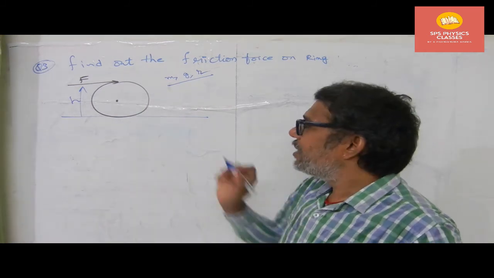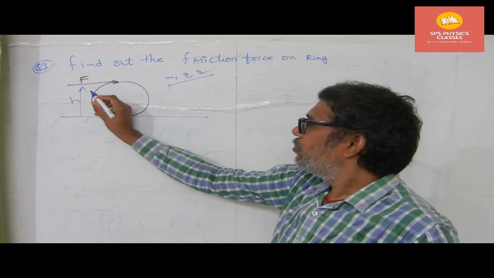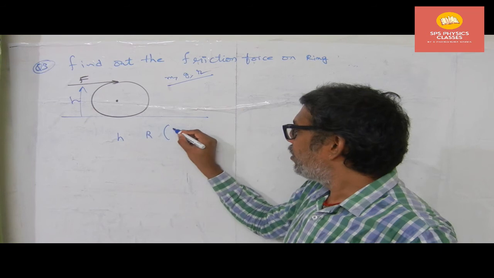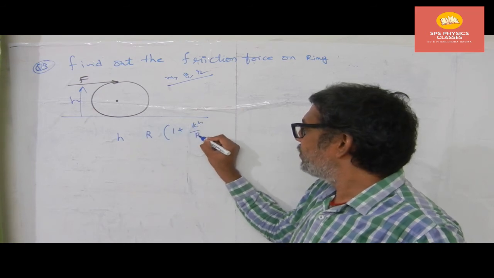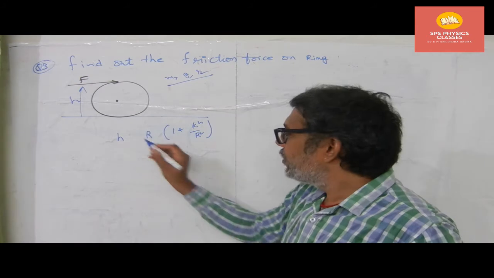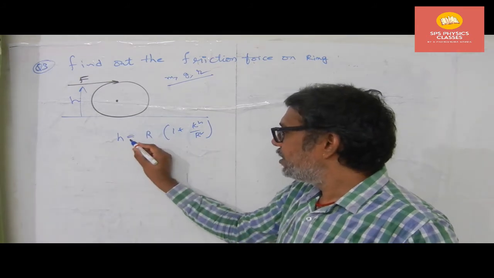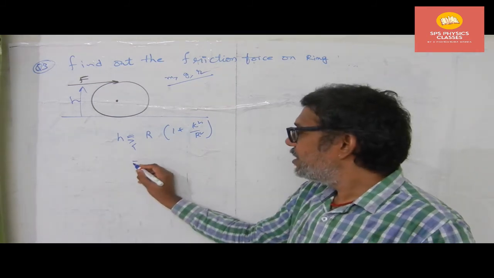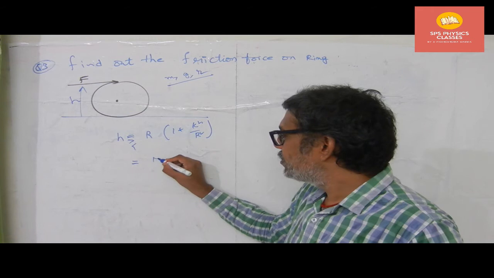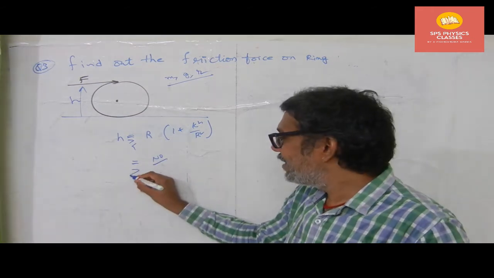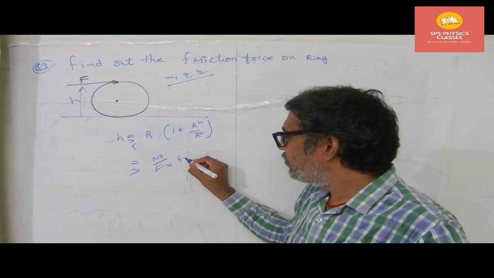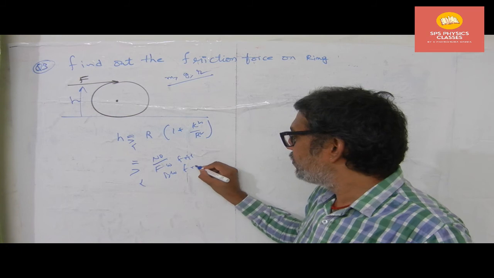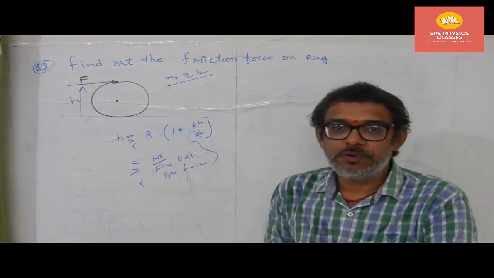Now in this case, to find this out, we need to use the formula h is equal to r of 1 plus k square by r square. We have three possibilities: h equals, greater than, or less than. If it is equal, it means no friction. If greater than, forward friction. If less than, backward friction. Please take care of these important symbols.